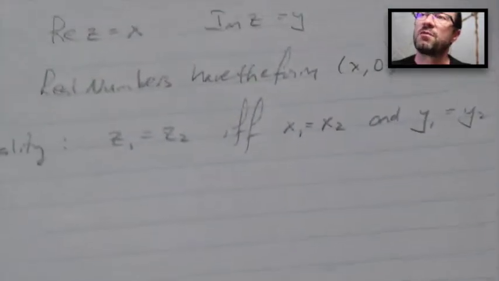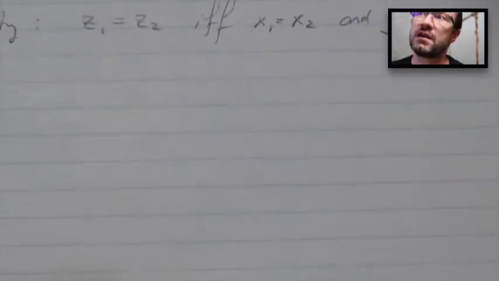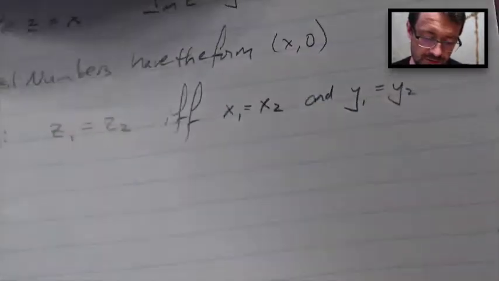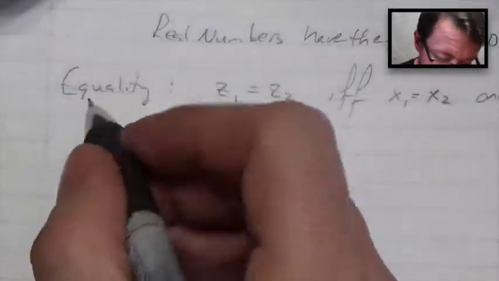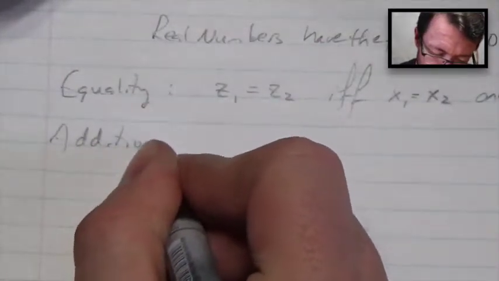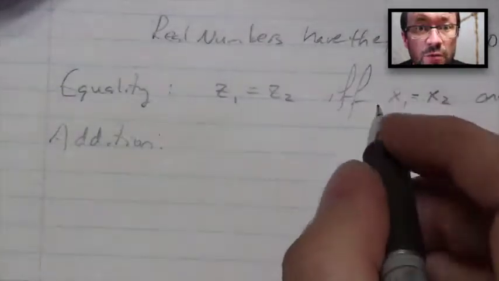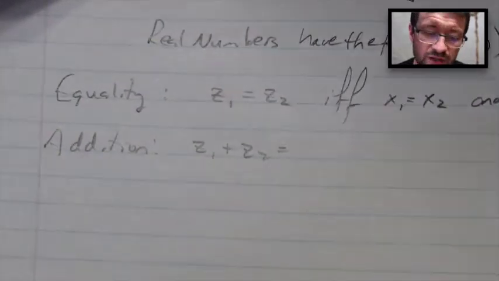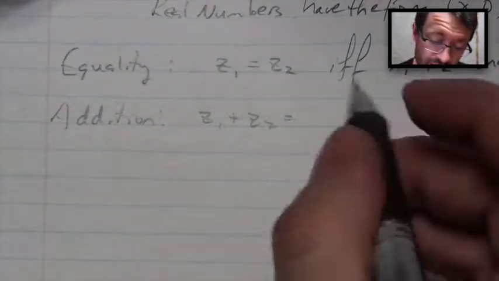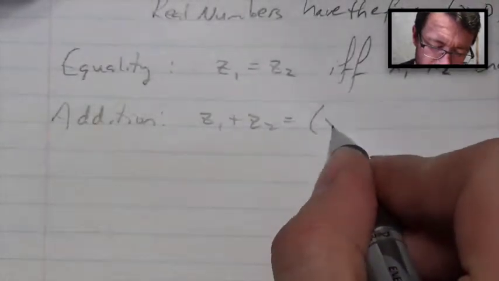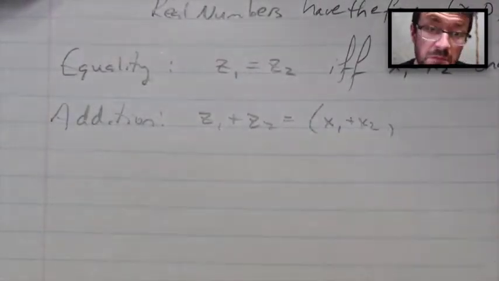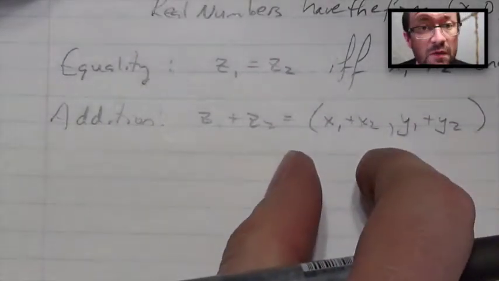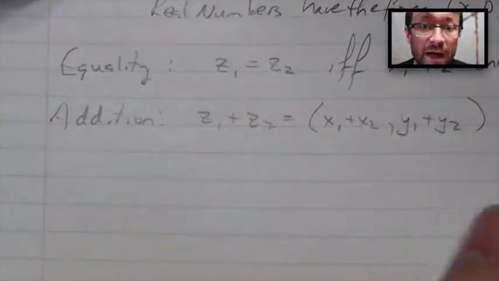Now, let's take a look at a couple of operations here. So we've got equality there. Let's take a look at something a little bit more interesting. Let's take a look at addition. Let's say we've got z1, we're going to add it to z2. Addition is actually one of the easier things to identify here. It's actually quite simple. That is simply going to be (x1 + x2, y1 + y2). The result is simply the sum of the real parts and the sum of the imaginary parts.